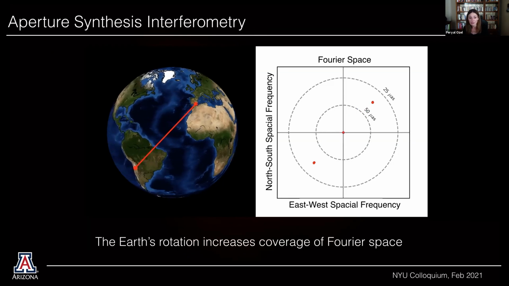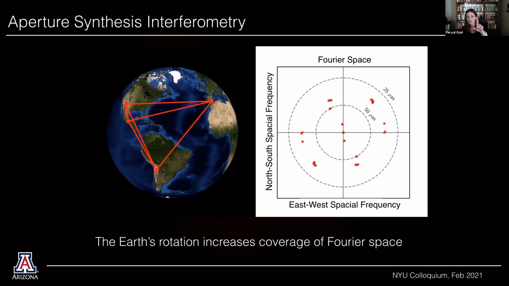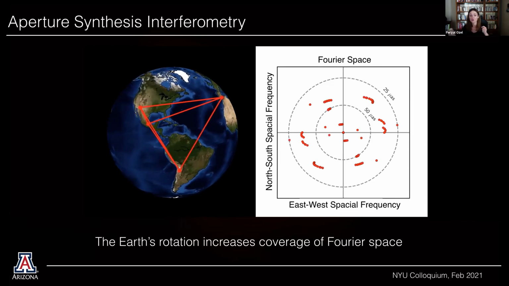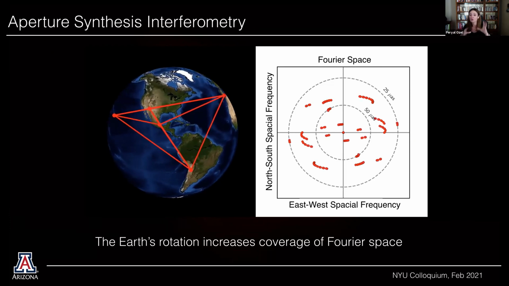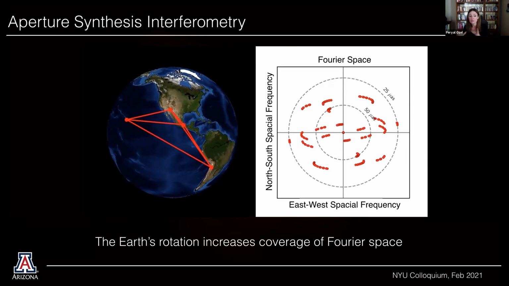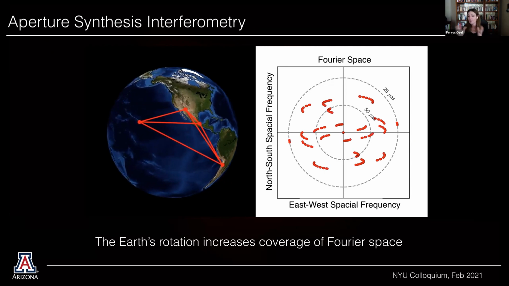And as the Earth rotates, each pair starts filling out a little bit more of the Fourier space. But of course, when you have n telescopes, you have n choose 2 baselines. So you slowly start filling out the various Fourier components of the image that you're observing, and eventually get enough information about it that you can model what the brightness distribution in the sky looks like.